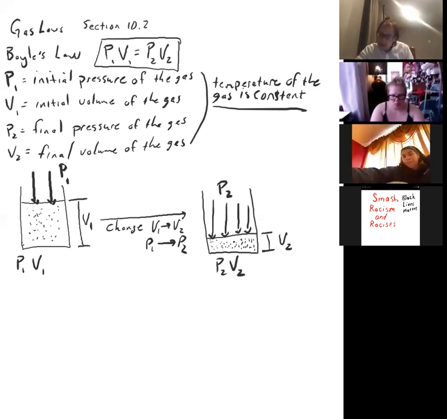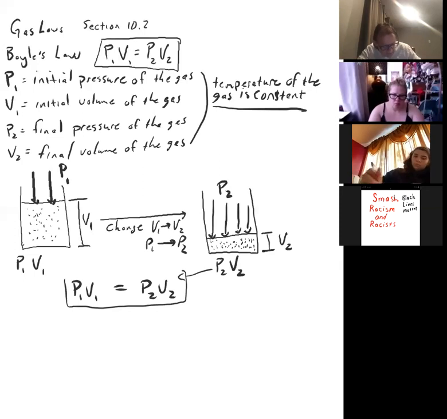Now what we'll claim is that this is the same container, the same gas cylinder. We haven't swapped it out and put some different gas in there, or allowed some of it to escape, or changed the temperature. What we can claim is that the product of the pressure and the volume here is going to be equal to the product of the pressure and the volume there. That's Boyle's law. They've got to be equal to each other.